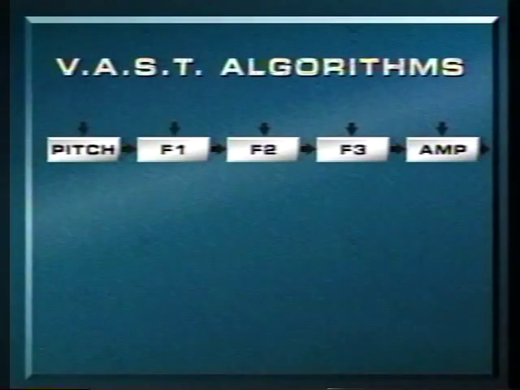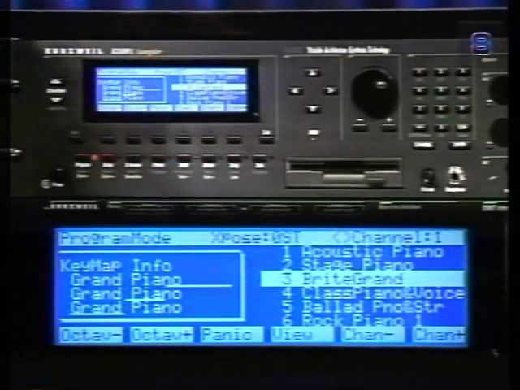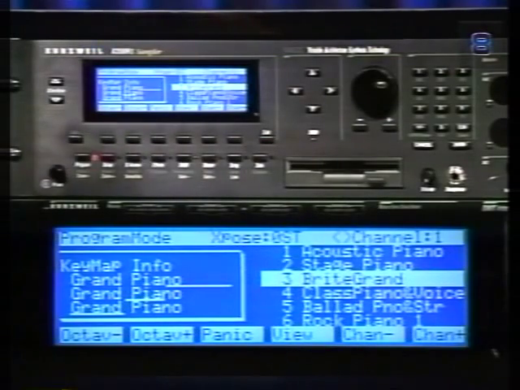First, we need to talk about VAST algorithms. This is the heart of VAST. An algorithm is very simply a signal processing path. It controls how your audio signal is routed. When you first press Edit in the program mode, you'll find yourself on the algorithm page.